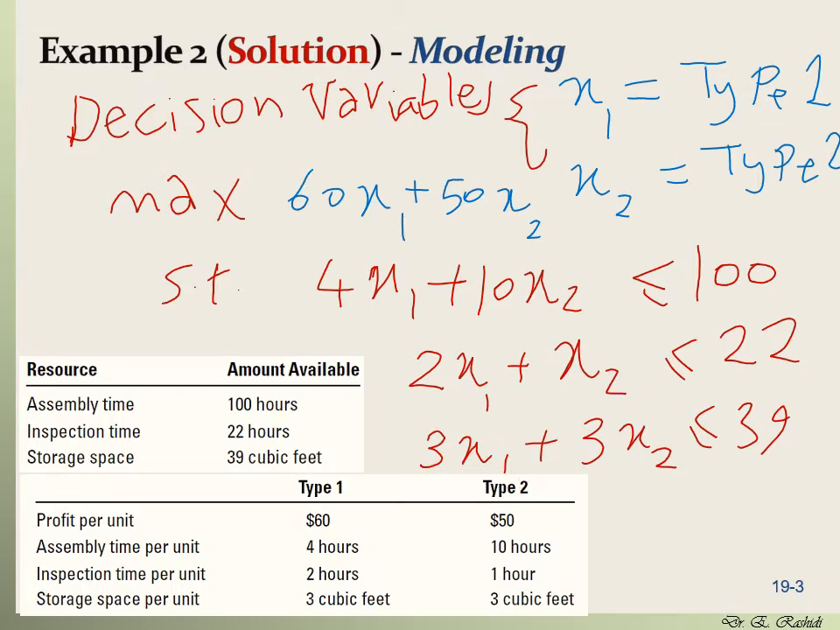And the last constraint is the non-negativity constraint. That means that x1 and x2, the quantity of type 1 and type 2 microcomputers, should not be negative. So x1 and x2 should be greater than or equal to 0. All right, so this is our model. We define the decision variables and the objective function, and based on that, we develop the constraints for the resources.